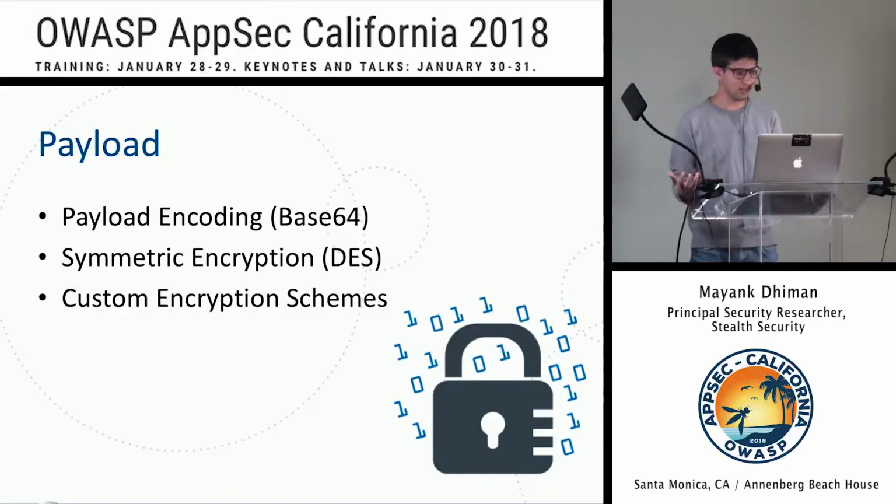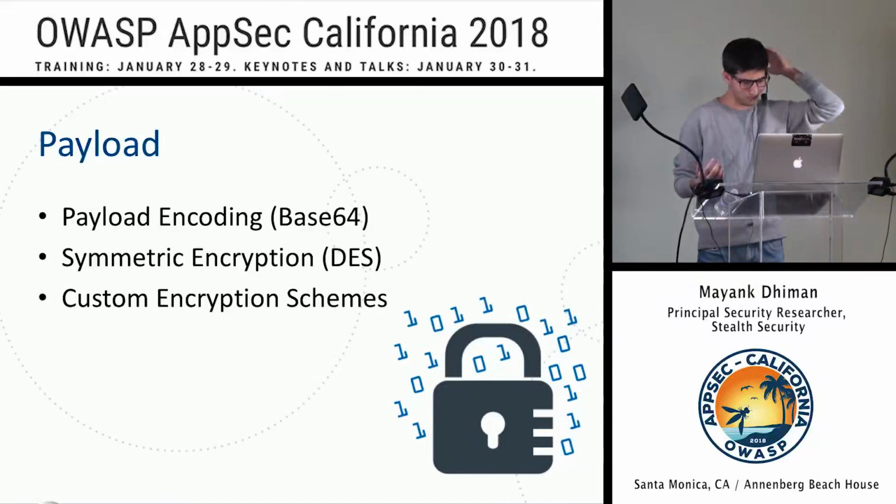I saw one of the solutions using symmetric encryption, DES, and the key was actually in the JavaScript snippet. So I don't know what they were trying to do. Maybe it was security by obscurity. But again, since I can see the JavaScript file, I have the key, right?